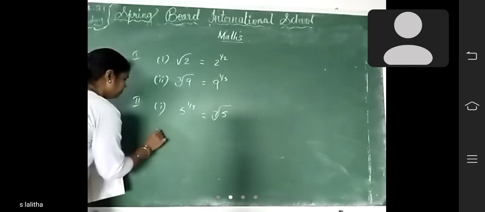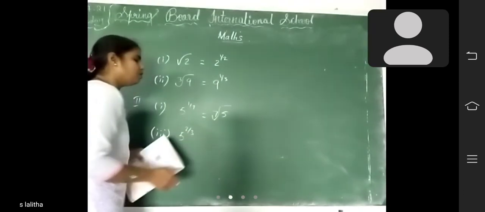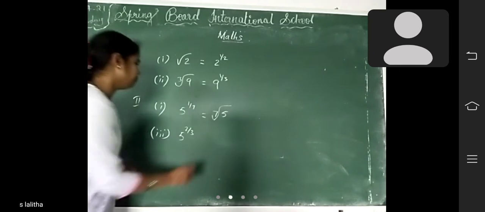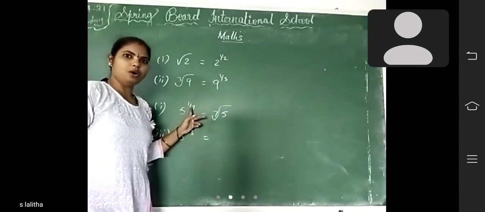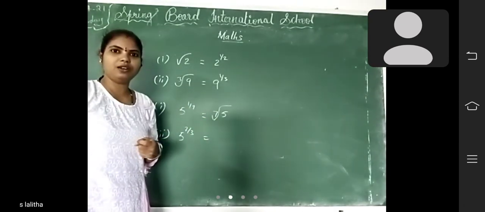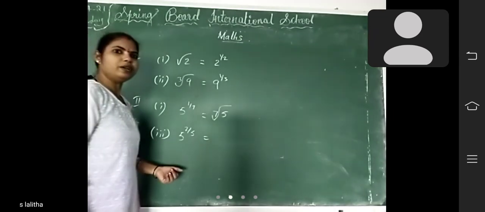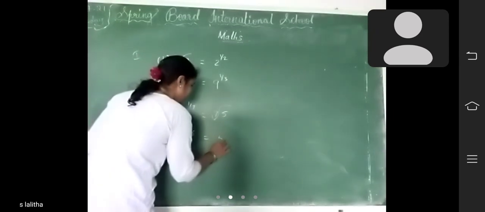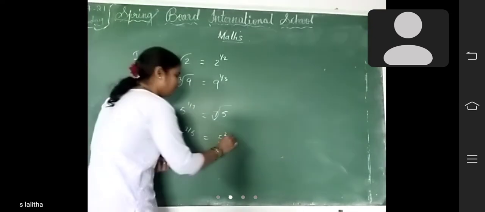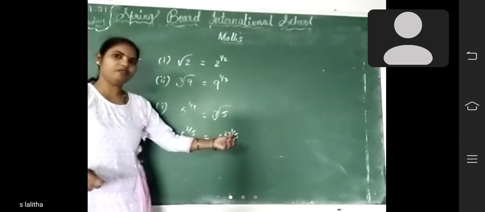Next, see here. Third one. 5 power 2 by 3. How can you write in radical form? If the numerator is 1, you should write like this. But here numerator 2 is there now. How can you write? 5 power 2 by 5. See here, 5 square into 1 by 5. Can you write like this in exponential form, 2 into 1 by 5?